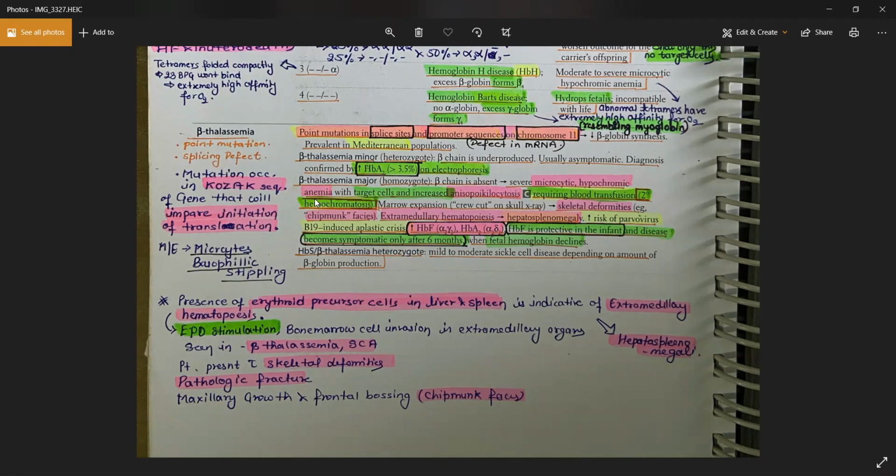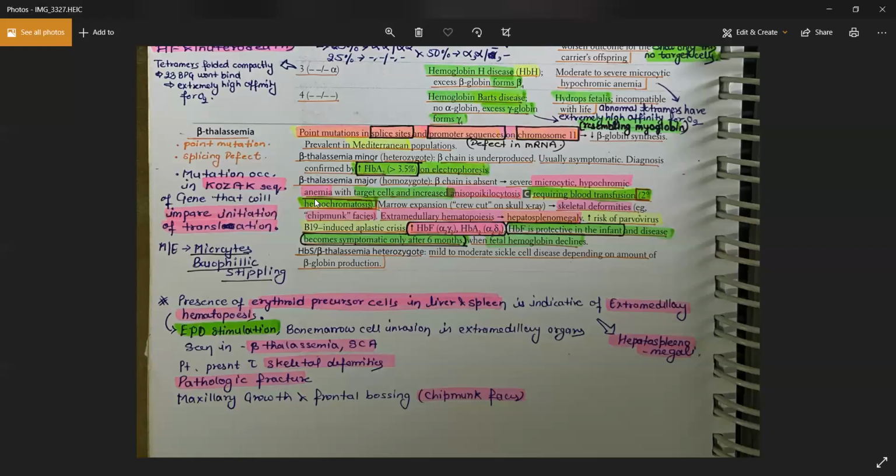EPO will be released, and this EPO will stimulate extramedullary hematopoiesis, like in the liver and the spleen. So in that case, you can also have splenomegaly and hepatomegaly. When you do a biopsy of the spleen and the liver to check why the hepatomegaly and splenomegaly are occurring, what you will see are islands of hematopoietic stem cells. Step 1 will ask you why hepatomegaly and splenomegaly are occurring in the patient. It is because of the RBC precursors in the spleen and liver. And these cells keep on forming and keep on being destroyed.